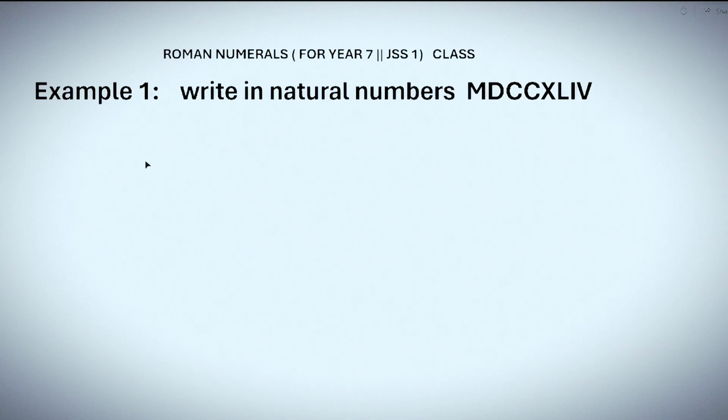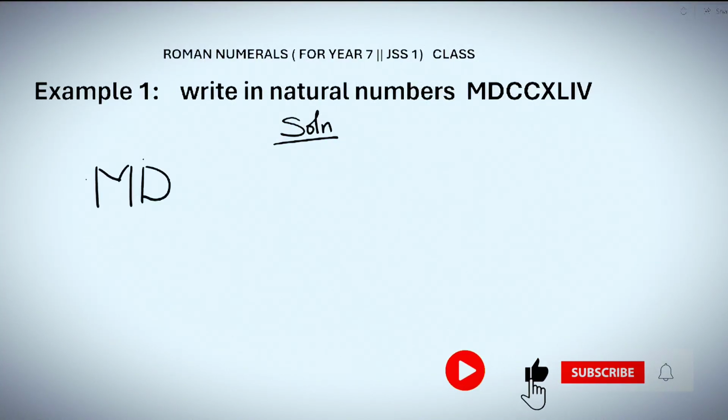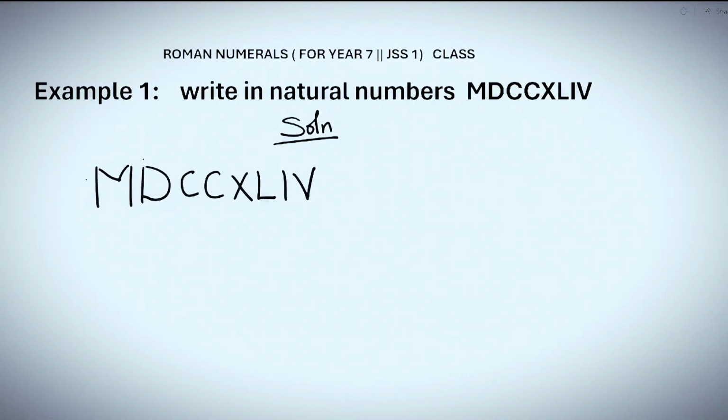Alright guys, looking at the question, it said write in natural numbers, right? It means we should just convert this to natural numbers. So they're asking us to convert MD, CC, XL, IV. Right? What we'll do is break it down into twos, like I told you. And afterward, you add all the numbers.